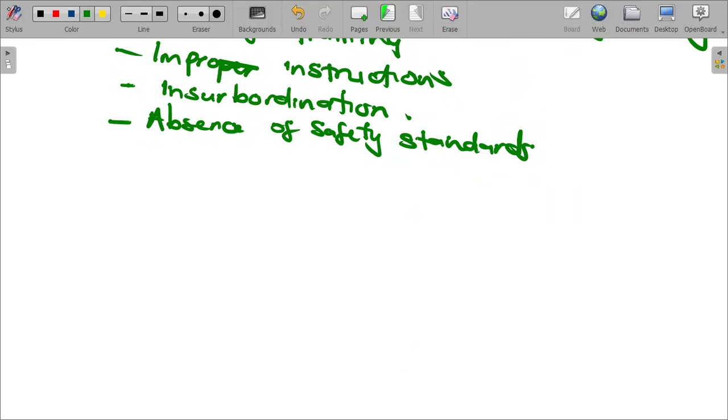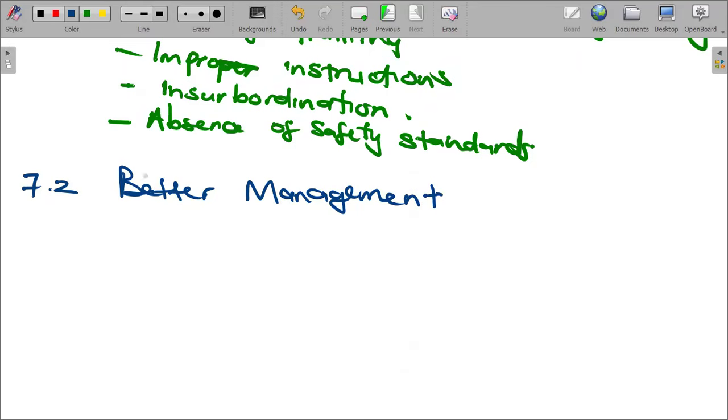So what are the advantages of management by objective? 7.2. Right. There is better management, since the employee and the immediate supervisor will meet and discuss goals and objectives. There is higher productivity, since there is feedback on performance, right?